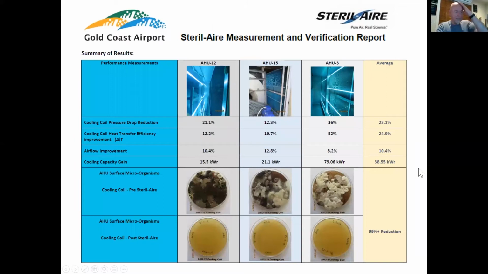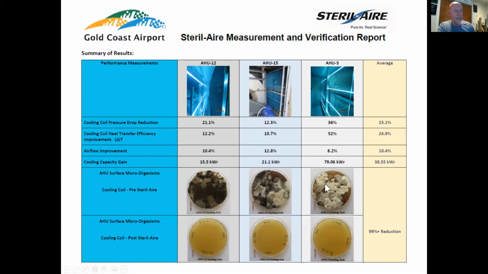This is just a quick example of an airport trial that was done, and these are the improvements within the various air handlers at that airport. So on average, 23% reduction in coil pressure drops, 24.9% average improvement in heat transfer, and a 10.4% average improvement in airflow from all the air handlers that were done in that airport, with an average cooling capacity gain of about 38 kilowatts.